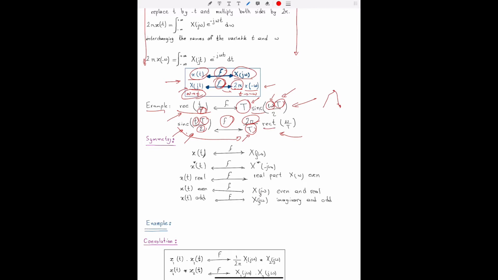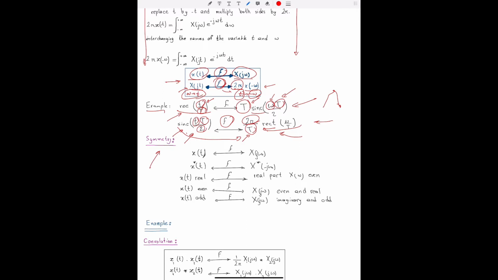For the rectangular, we are replacing t by minus omega. So here we replace t by minus omega, and we have a rectangular of omega divided by capital T. Okay, so this is one example.